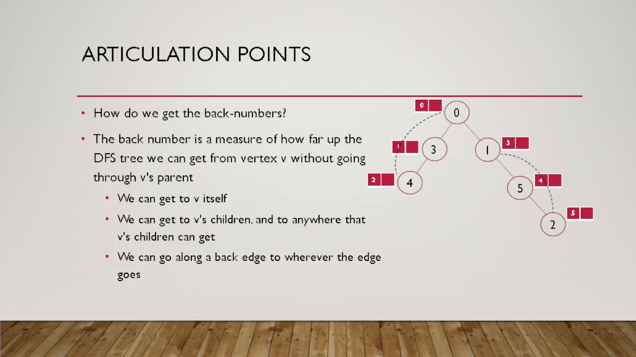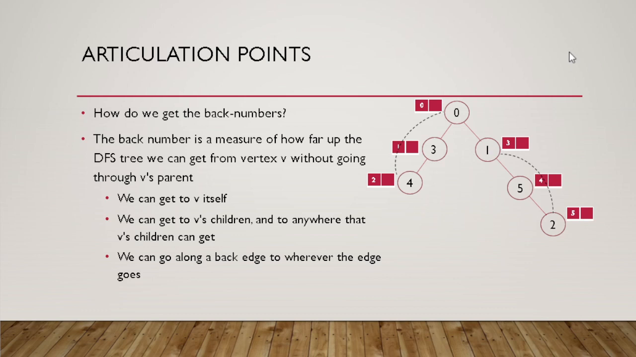But what do we do about the back numbers? Well, remember the back number was a measure of how far up the DFS tree we could get from vertex V without going through V's parent. Okay, so as an example, the back number of 5 is a measure of how far up the tree, so how close to vertex 0 we can get without going through 1. Okay, and you can think of that as important just because we're trying to figure out if, in this case, 1 is an articulation point, right? So we're saying, well, can 5 get above it in the tree without going through it? Okay, and we'll look at how that's done.